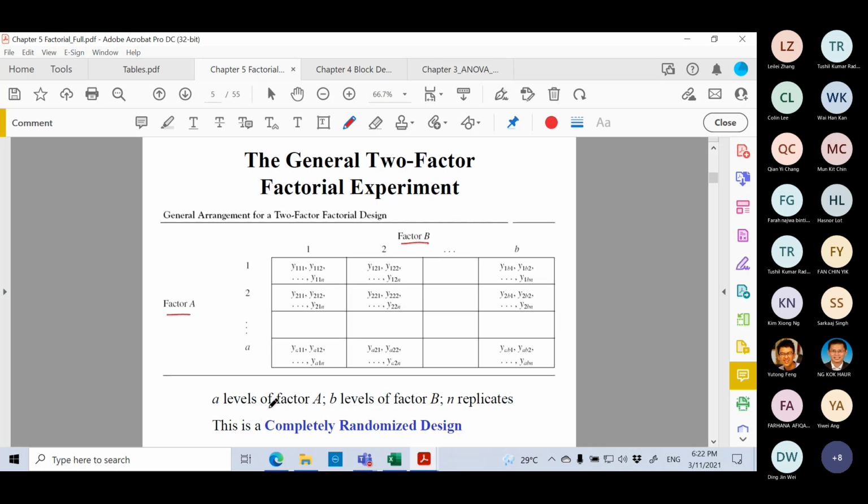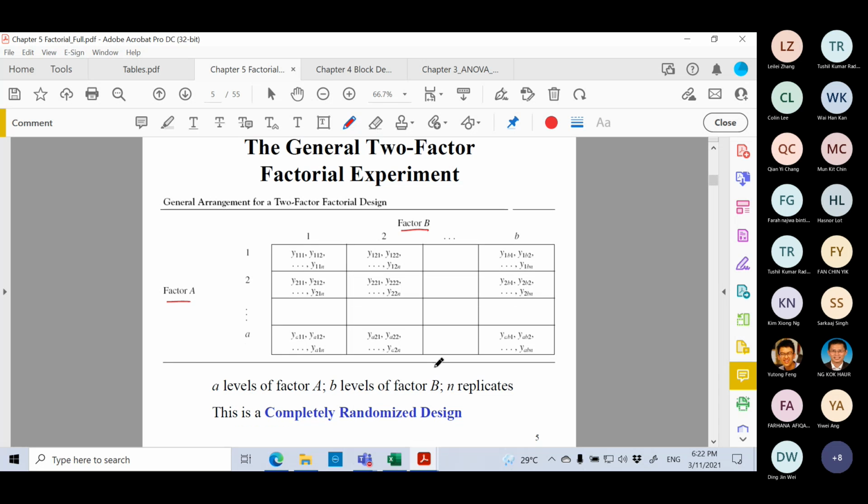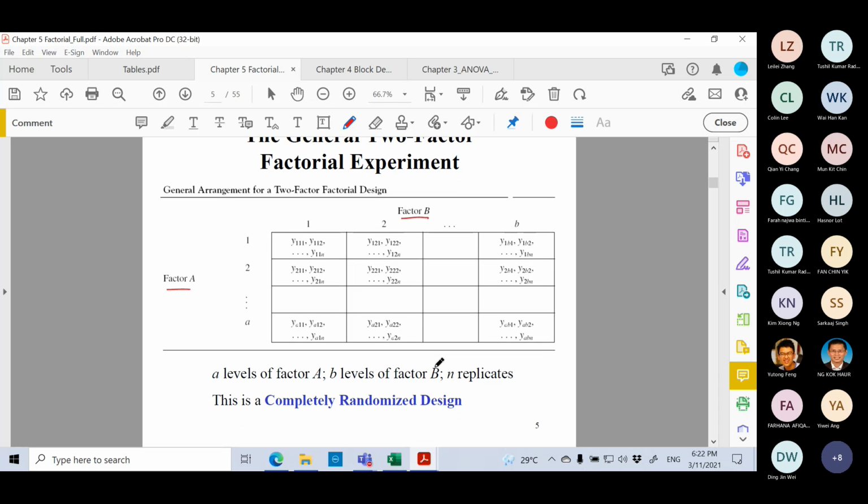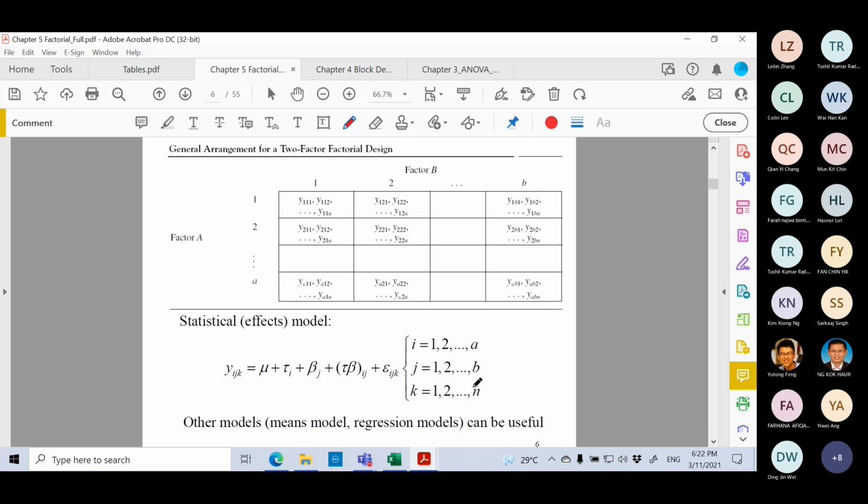So here I have mentioned to you: a levels of factor A, b levels of factor B, and then n replicates. So this one is called a completely randomized design. After that, we need to know what the model is. Because we study the factorial analysis, this is the model you have.